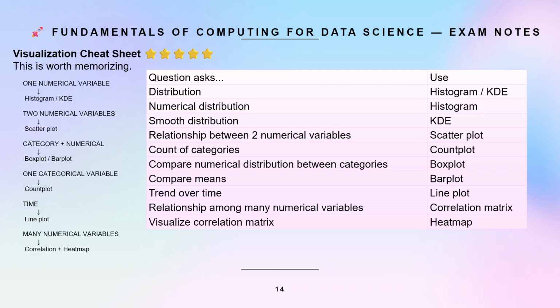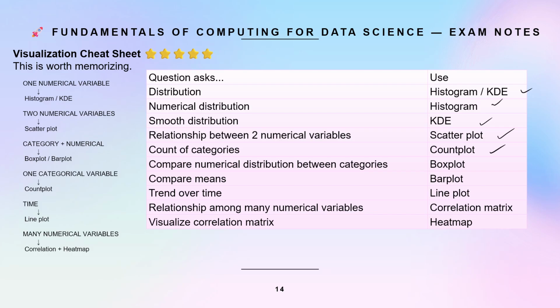This is the visualization cheat sheet you should know. When I talk about distribution, you'll have to use a histogram or KDE. Numerical distribution: histogram, smooth: KDE. Relation between two variables: scatter plot. Count of categories: count plot.